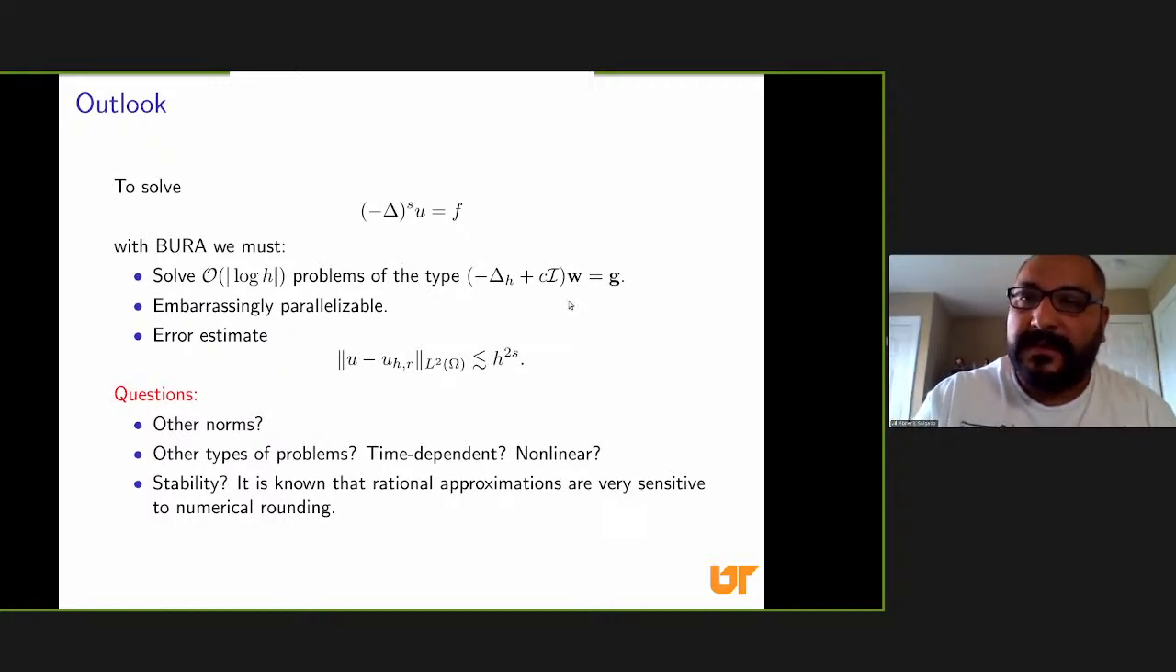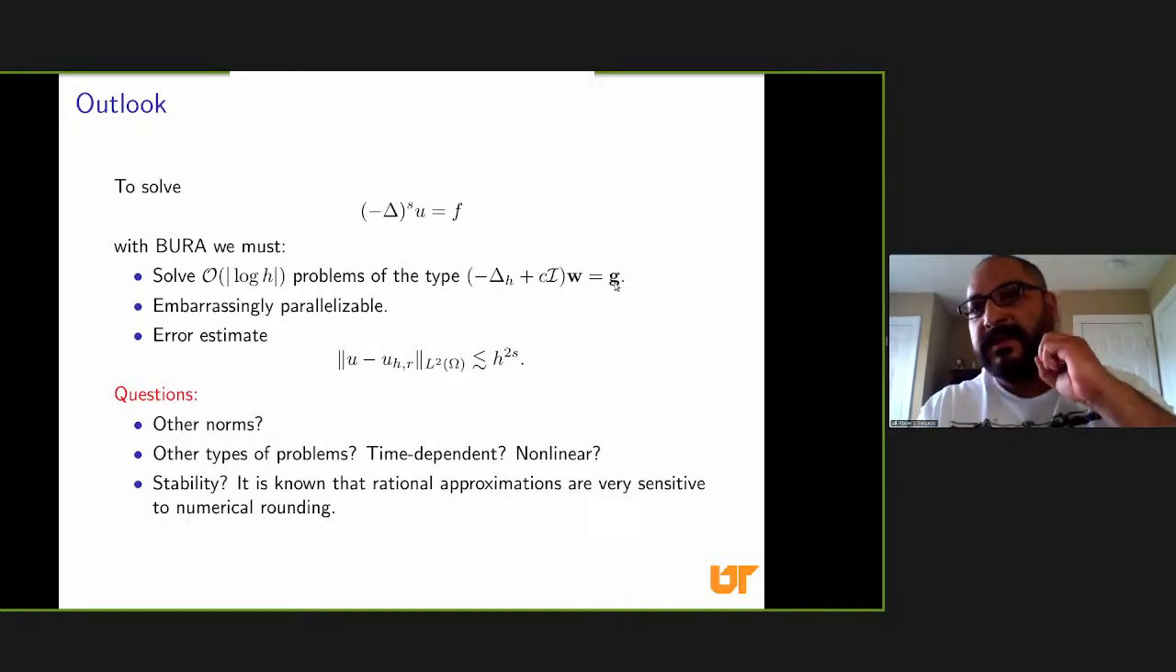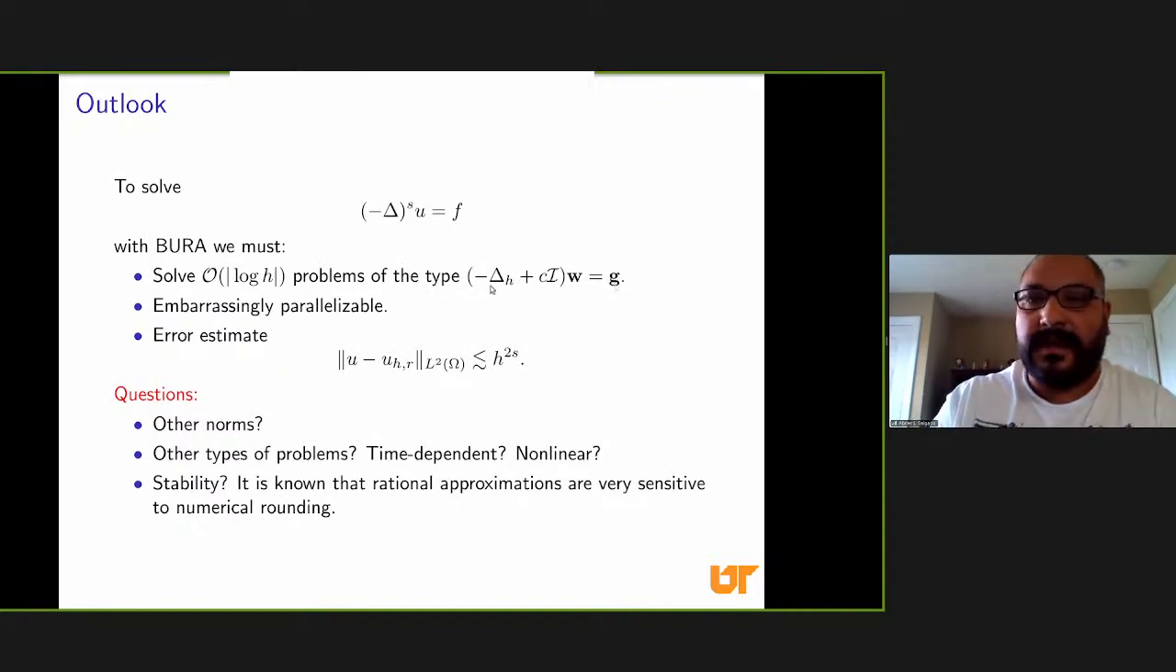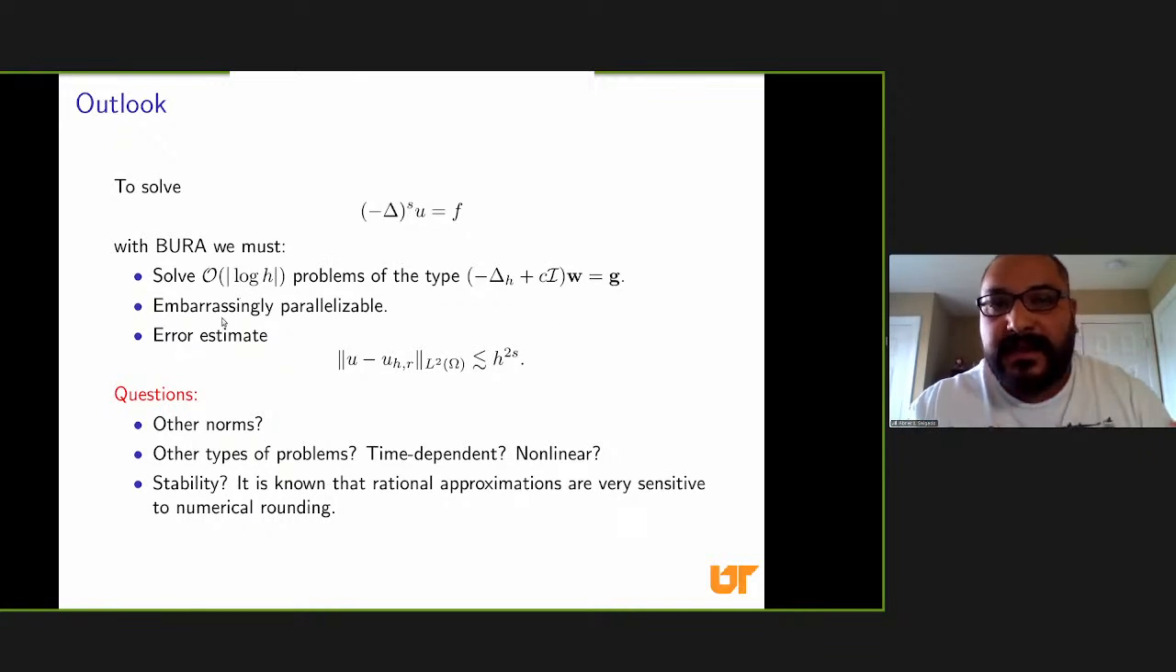These problems do not talk to each other. They don't see each other. Once you know the C and the G, you can send that to your processor. Then you can send a different one to your friend, to your neighbor. You gather them together, and that makes this embarrassingly parallelizable. And you get an error estimate of order, well, h to the 2s.